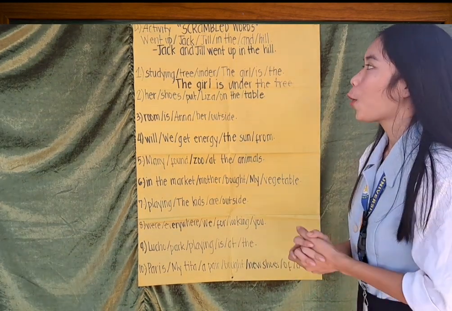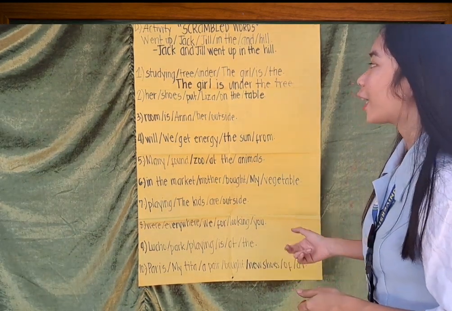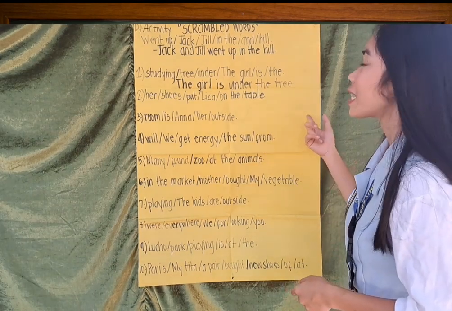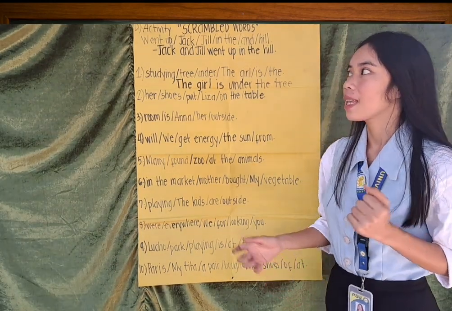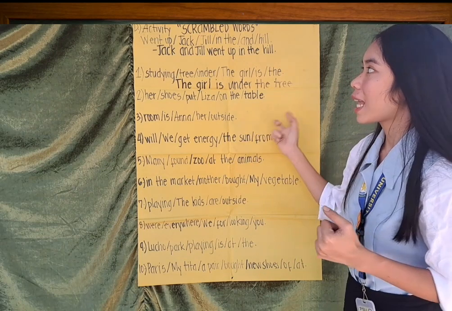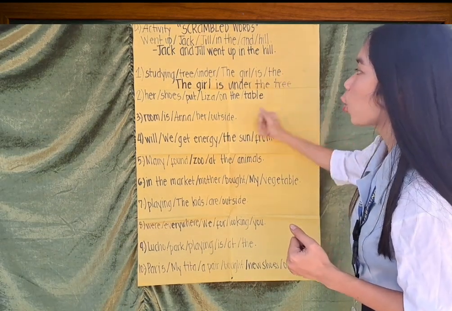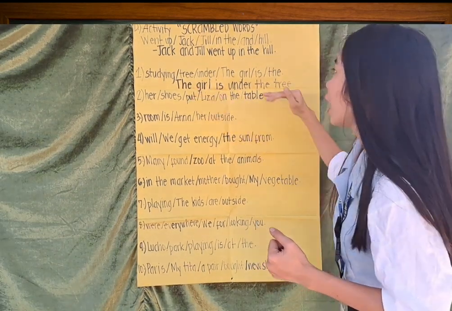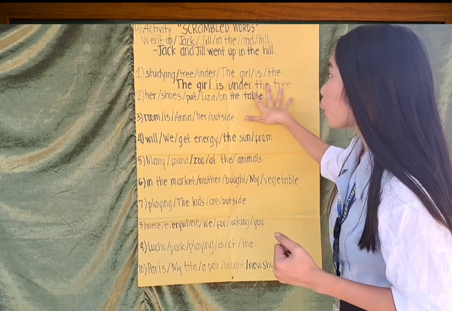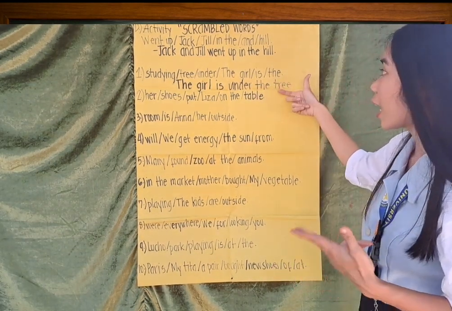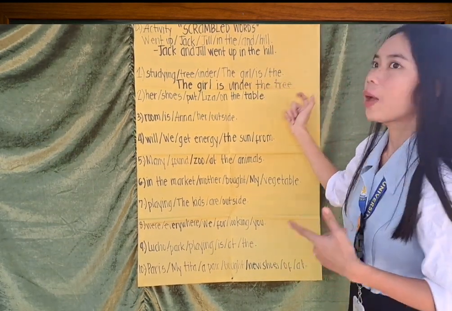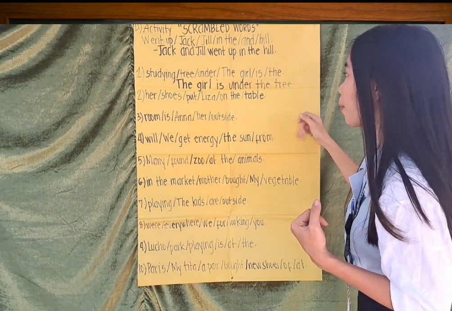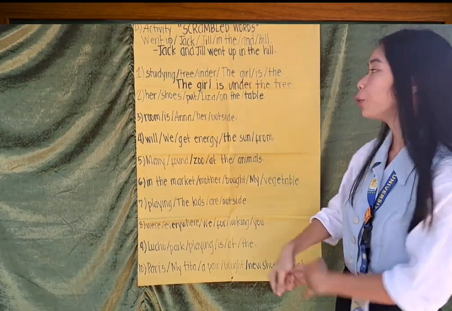Okay, so I will underline where the adverb of place is that's stated in the sentence. So for number 1, it is under the tree. So the correct answer is 3. It's okay if the word "the" is included, as long as the 3 is not missing.